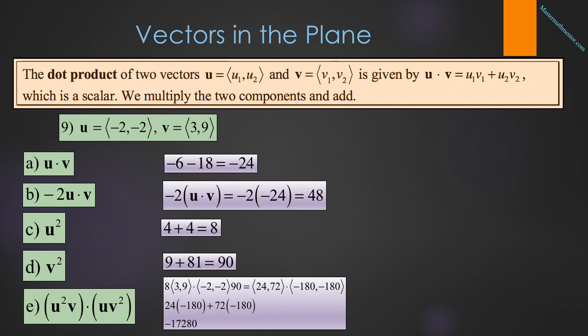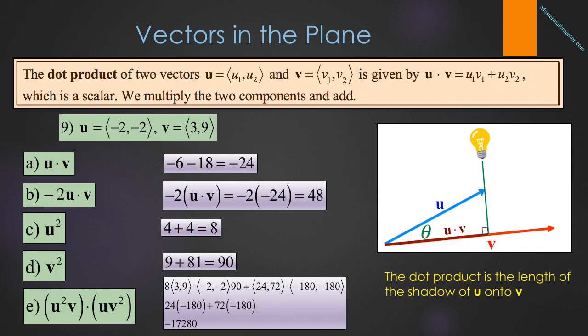u squared is 8, which we previously calculated, times 3, 9. And we will dot that with uv squared, which is 90 times the vector -2, -2. So this becomes 72, 24 dotted with -180, -180. And now we just have the math, 24 times -180 plus 72 times -180, and our answer is -17,280.